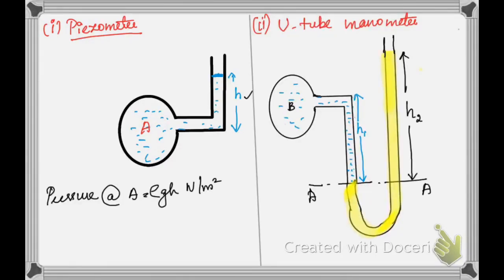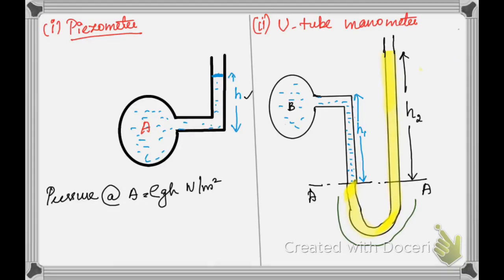The next thing we are going to see is the U-tube manometer. So what is this U-tube manometer? It consists of a glass tube which is bent into a U shape. One end of it is connected to a point where we have to measure the pressure. Here we have to measure the pressure at point B. It is connected, and the other end remains open to the atmosphere as shown in the figure.